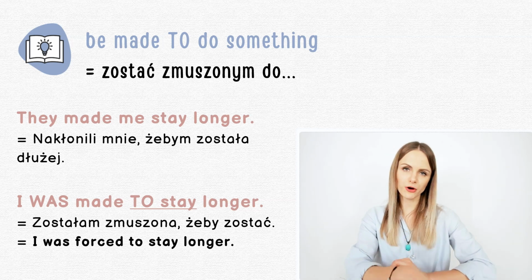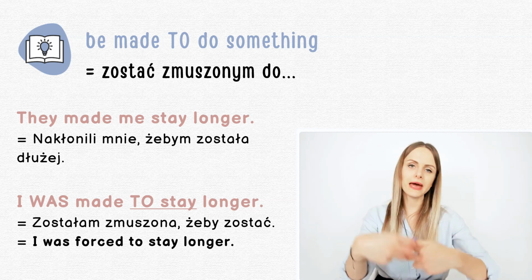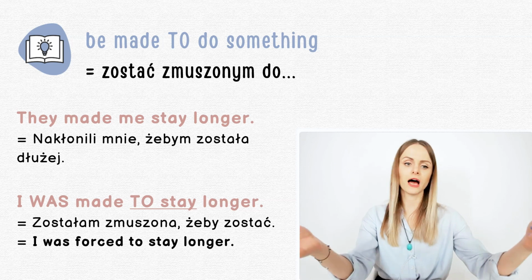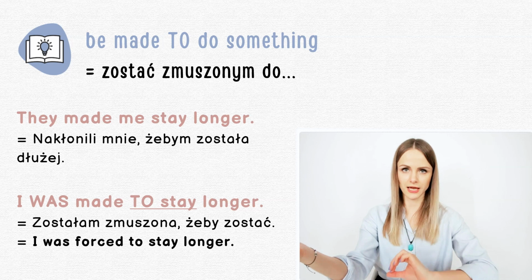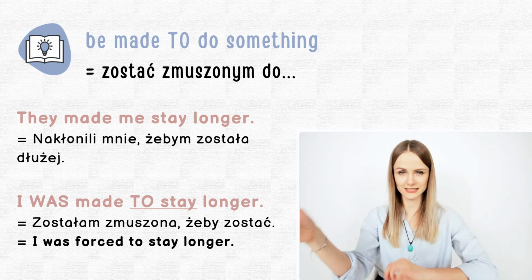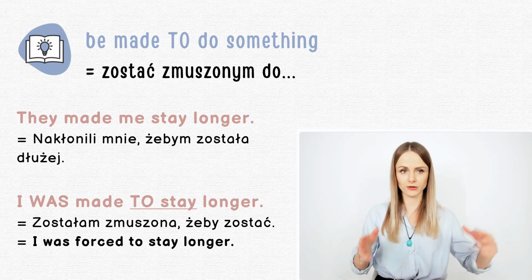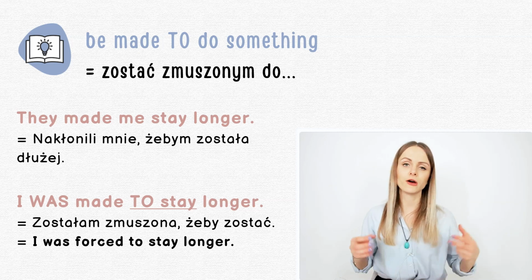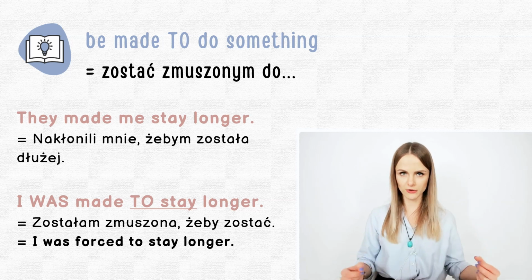Stop the video to process these two examples. So you see, I was made to stay longer is actually like saying I was forced to stay longer. It's completely the same. But what you have to remember about, once again, is that in this normal active sentence, we don't use to, so they made me stay longer. And in this passive voice, we need to add this to. I was made to stay longer.